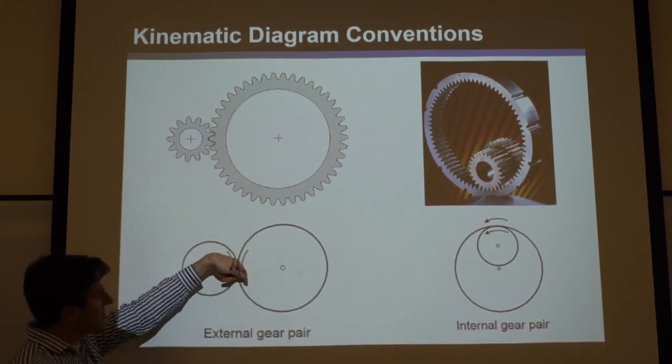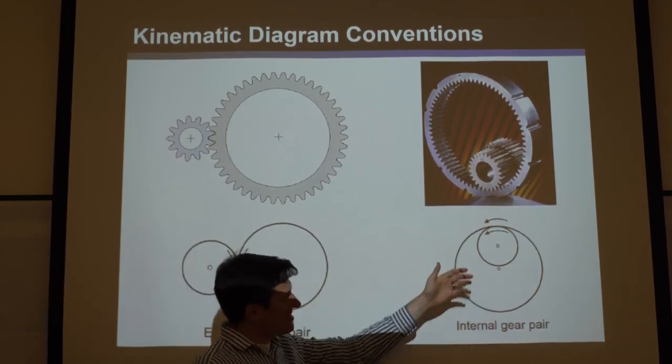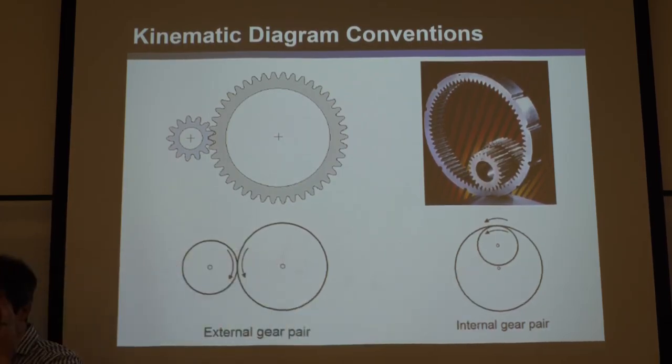Sometimes they draw the arrows in the direction to show how they're moving. And these are internal gears, and you can see they draw an arrow there. Okay, but that's pretty clear. So if you see circles in this class, they are gears.